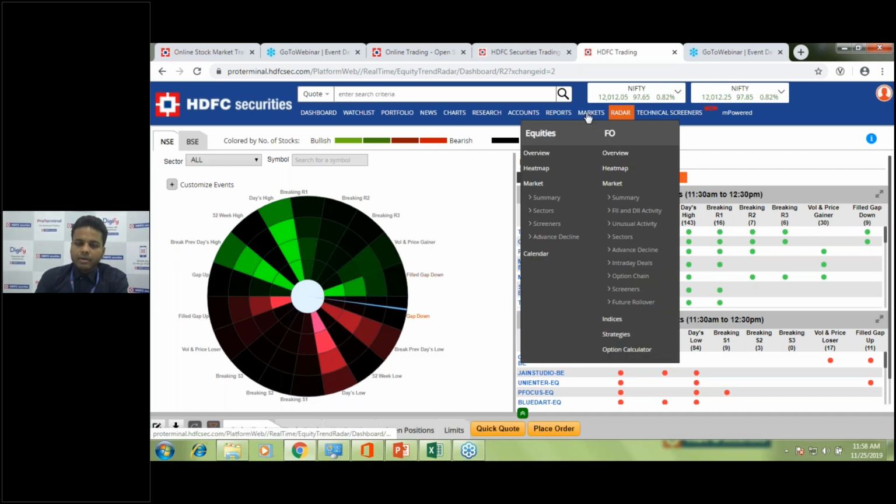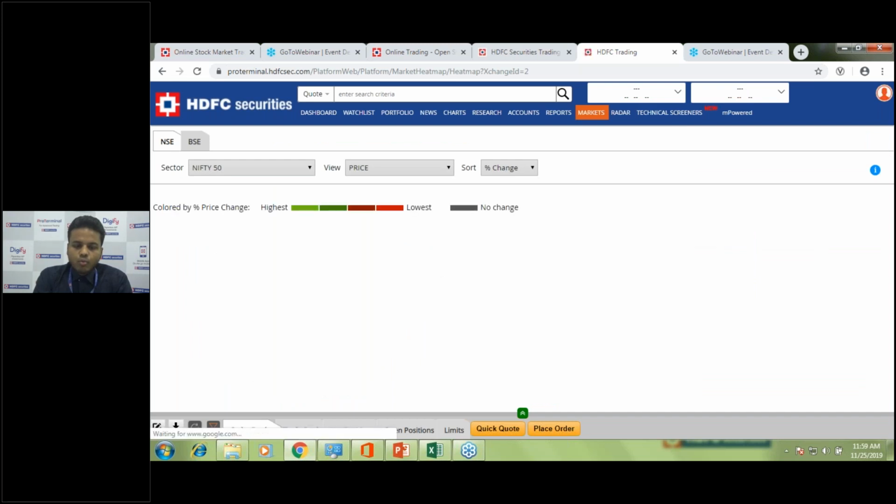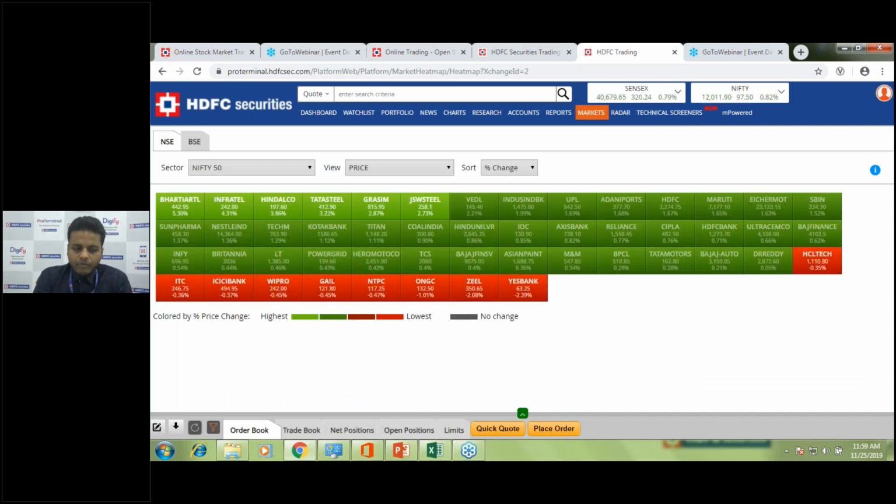Now on the left hand side of the radar, you can see the market. Again, this is a very helpful section. In the market, first of all, you can see the heat map. Heat map, you must have seen it or heard of it before also. This basically shows you what is happening in the market overall. As of now, we have selected Nifty 50. In Nifty 50, out of the overall 50 stocks, only 9 stocks are in red, in a negative zone, and the rest 41 stocks are in the positive zone.